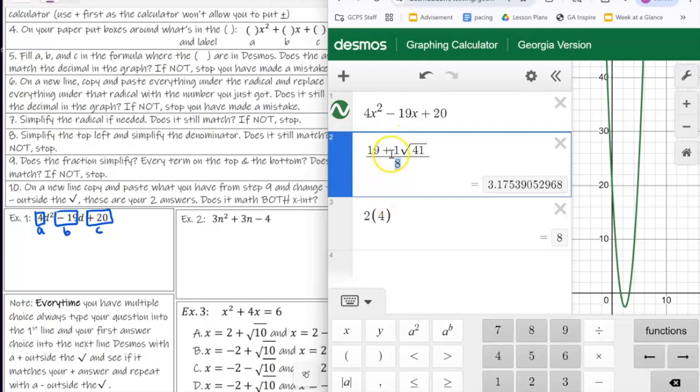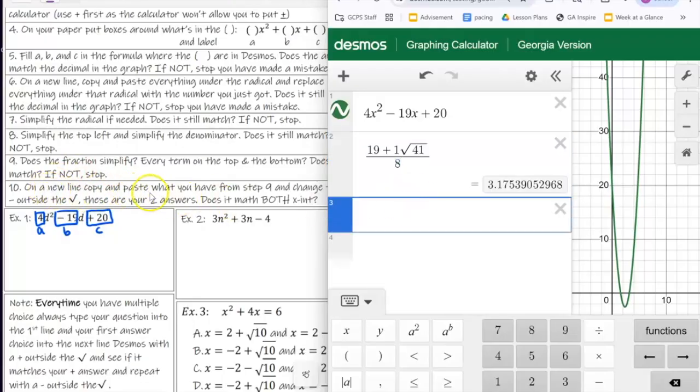So that fraction does not simplify. If it did, and there was a number that went into all 3, then I would divide all 3 by that number. But right now it doesn't. So I'm still good. So where does it say? Okay, so does it still match? Yes.